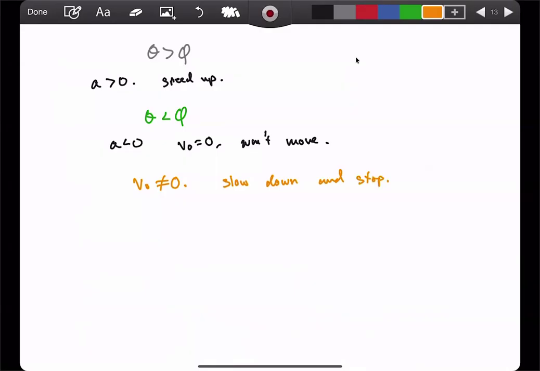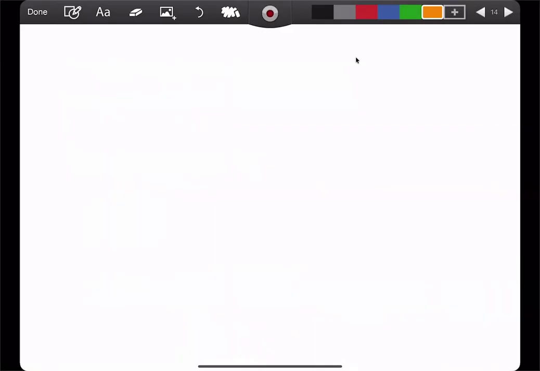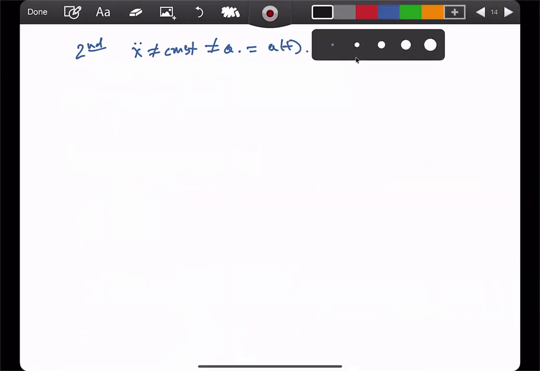So these are some examples of constant acceleration. Let's look at our second case. In this case, our second derivative is not equal to a constant anymore, which means it won't be equal to a anymore, but instead it will be equal to some sort of time-dependent acceleration. So let's look at this case. What happens then?